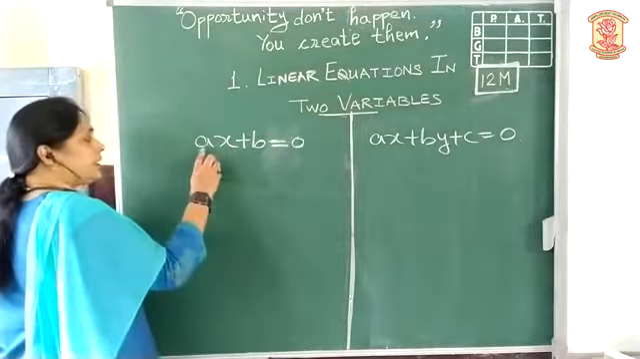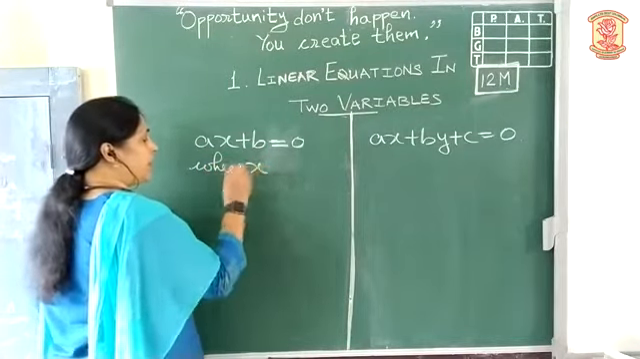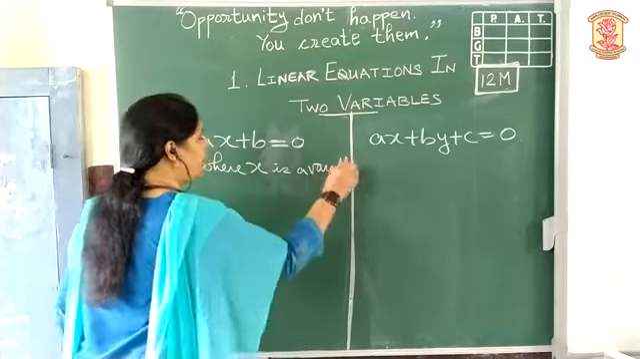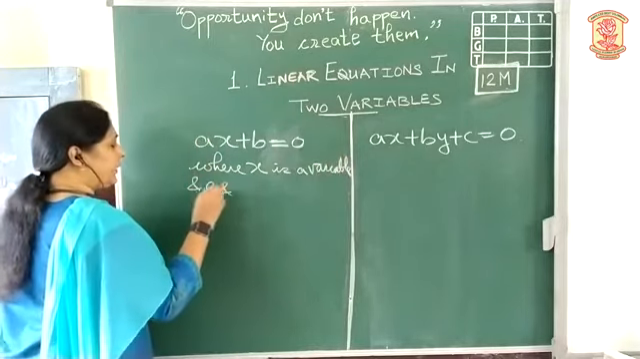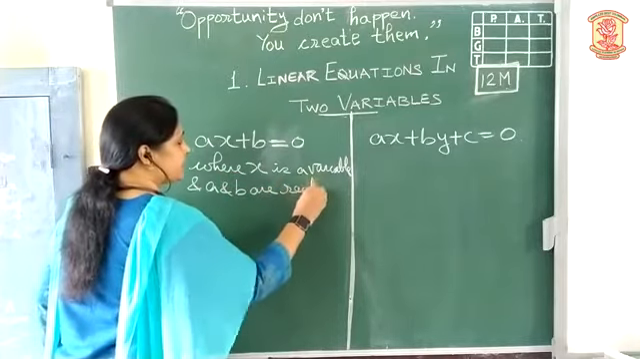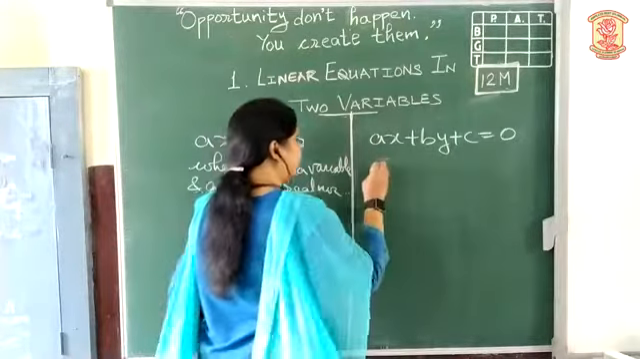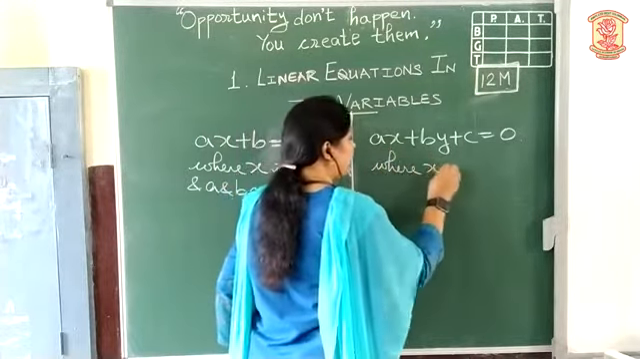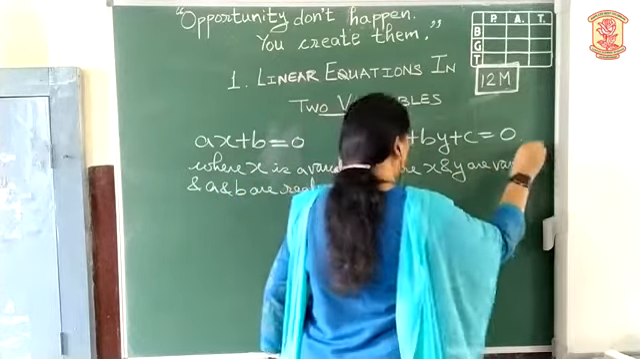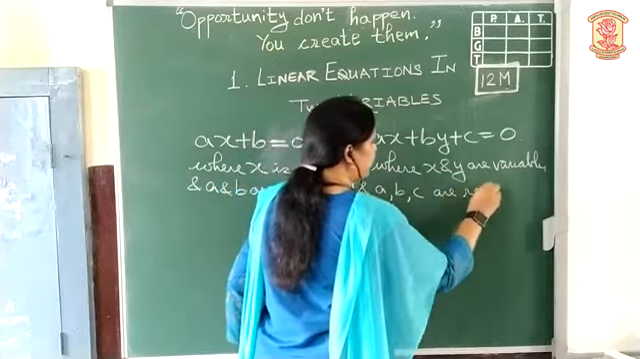Now here in this ax plus b equals to 0, what is x? It's a variable. And a and b are real numbers. Similarly, in the linear equation in two variables, x and y are variables, and a, b, c are real numbers.